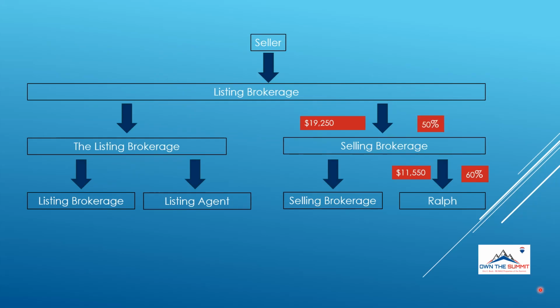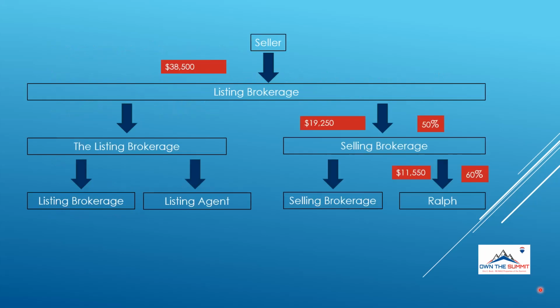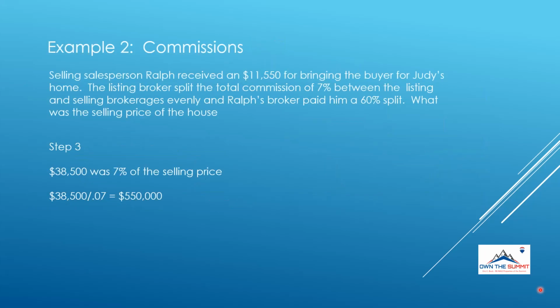Well, what was their split? Well, they got 50% of the total commission paid. So $19,250 was half the total commission. We divide it by 0.5, and we get $38,500 was the total commission paid by the seller to the listing brokerage. Now, that's 7% of the total sales price. So our third step, $38,500 divided by 0.07 gives us $550,000 as the price of the home.